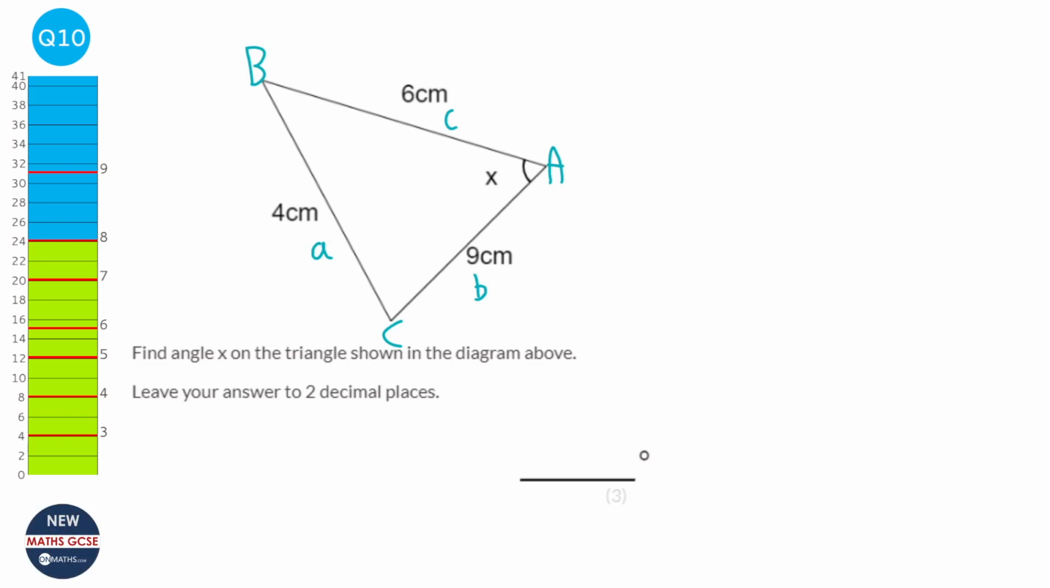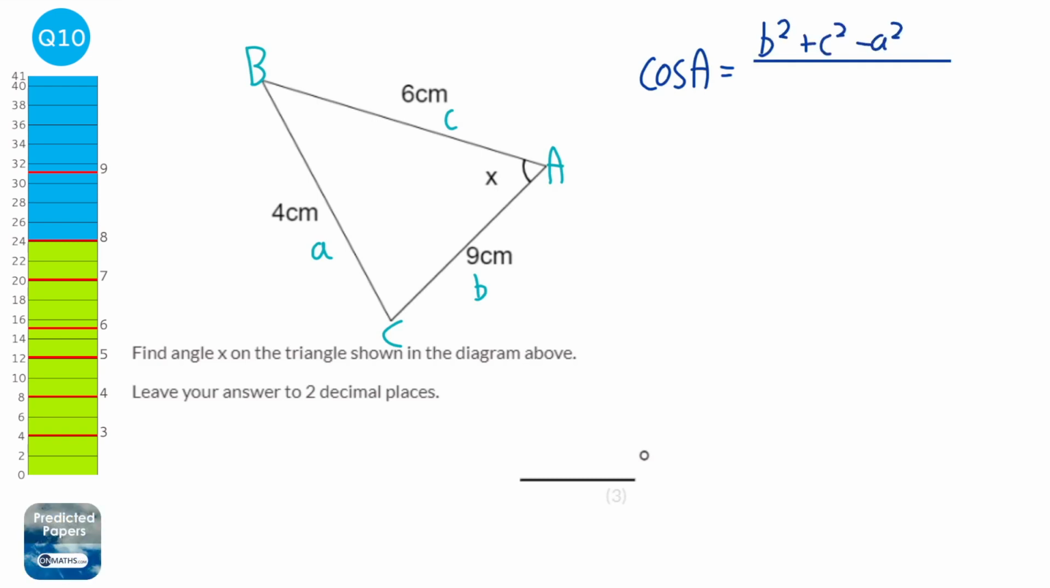So the cosine rule I'm going to use is cos A equals b squared plus c squared minus a squared over 2bc. And if you don't know what this formula is, it's just a rearranged variant of the a squared equals formula. So it's just rearranged, and it helps if you remember both of the formulas for the cosine rule. It does make things a bit easier.